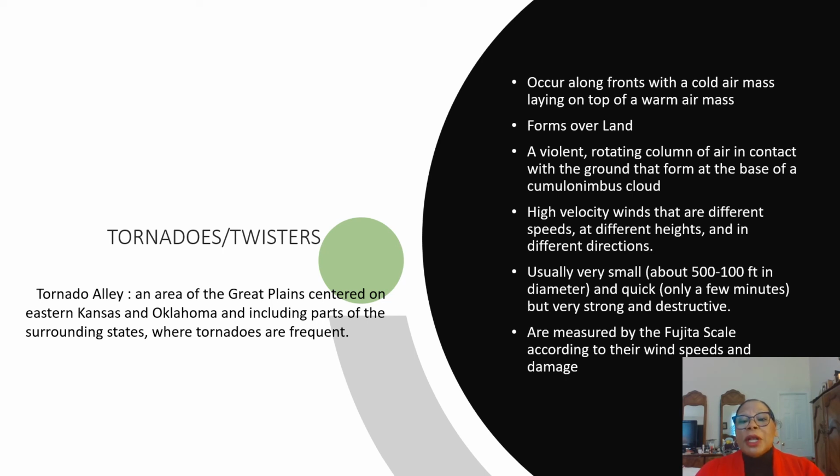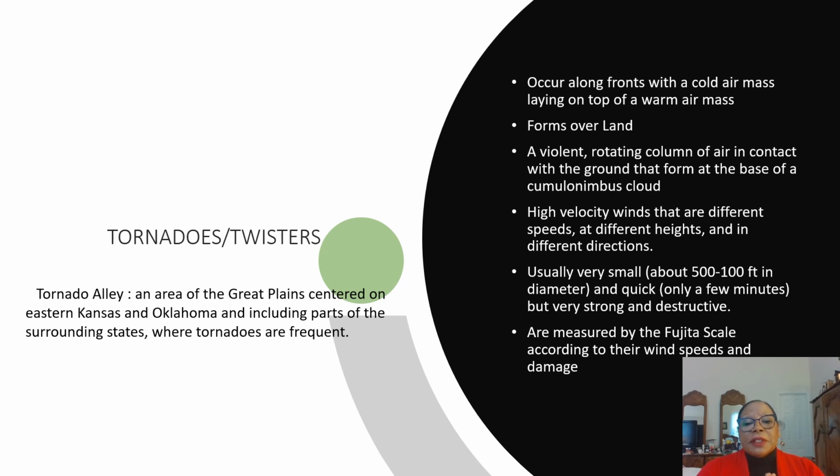Tornadoes form over land. A tornado is the only storm of its severity that forms over land. They produce violent rotating columns of air that connect with the ground and form at the base of a cumulonimbus cloud. High velocity winds are at different speeds at different heights, and they go in different directions. Not one tornado takes the same path. You can have three in the same area, and they all take different paths. They go in different directions.